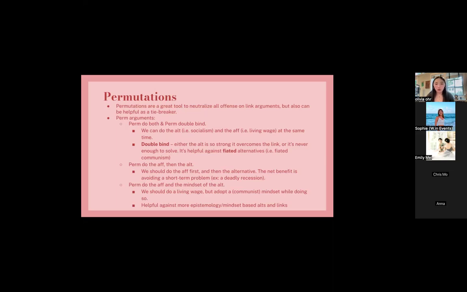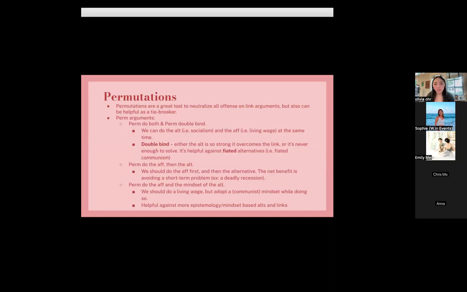The next argument is perm do the aff, then the alt. I actually don't see this as much as perm do both, but I think it can be pretty helpful. This argument is that we should do the aff first and then the alternative. The net benefit is usually avoiding a short-term problem, like a very fast time frame 1AC impact. So if you're winning that a recession happens in a month, and that a recession that causes extinction happens in a month, then obviously doing the alternative and not resolving for that would be bad. So it resolves a majority of the alternative because there's no reason why you have to do the alternative now, but it means that you still get access to aff impacts.